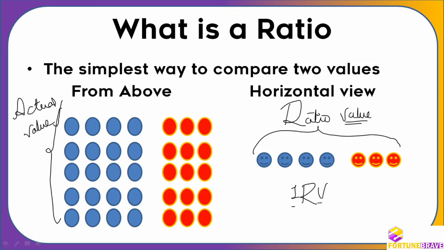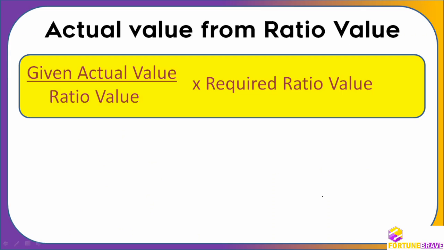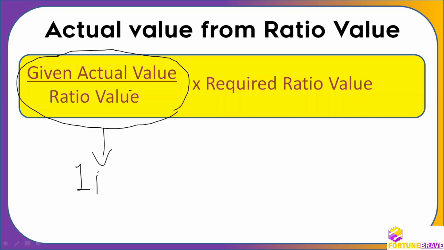And then we also understood how to find out the actual value from the ratio value. This is the most important formula or relationship that we are going to remember throughout our learning in quantitative aptitude. That is, actual value divided by ratio value will give me 1 RV, that is 1 ratio value.